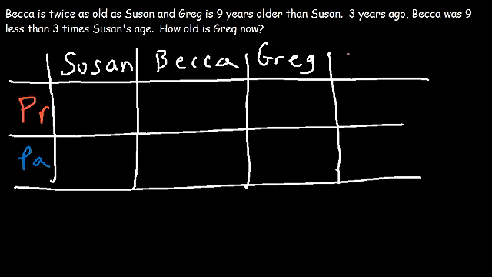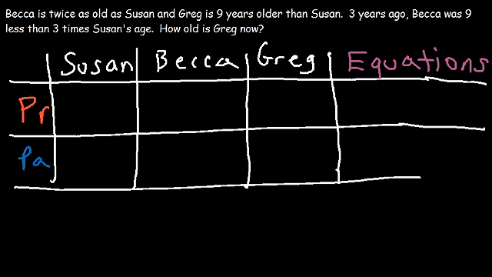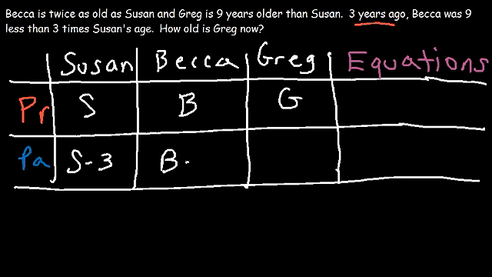And let's put the equations on this side. So Susan's present age, we're going to call it S. For Becca, B. And G for Greg. In the past, that is 3 years ago, Susan's age is S minus 3. Becca's age is B minus 3. And Greg's age is G minus 3.